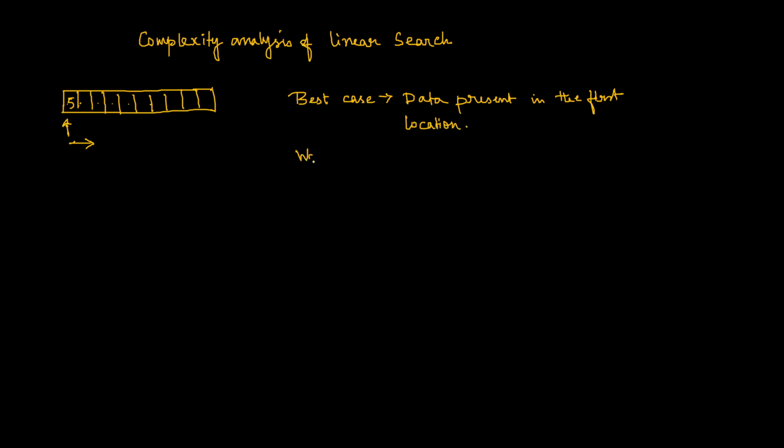And worst case can be something like the data present in the last location. If the total number of data is 10, then 9 times you will miss. You will have a false condition checking, and only the 10th time it will be true. Instead of 10, if it is 10,000, obviously it will take more time. So the worst case is data present in the last location.